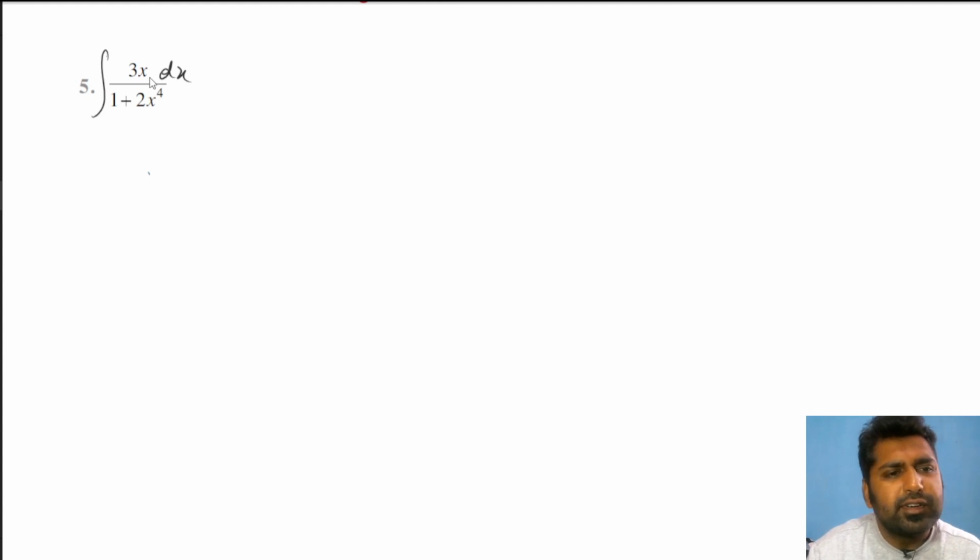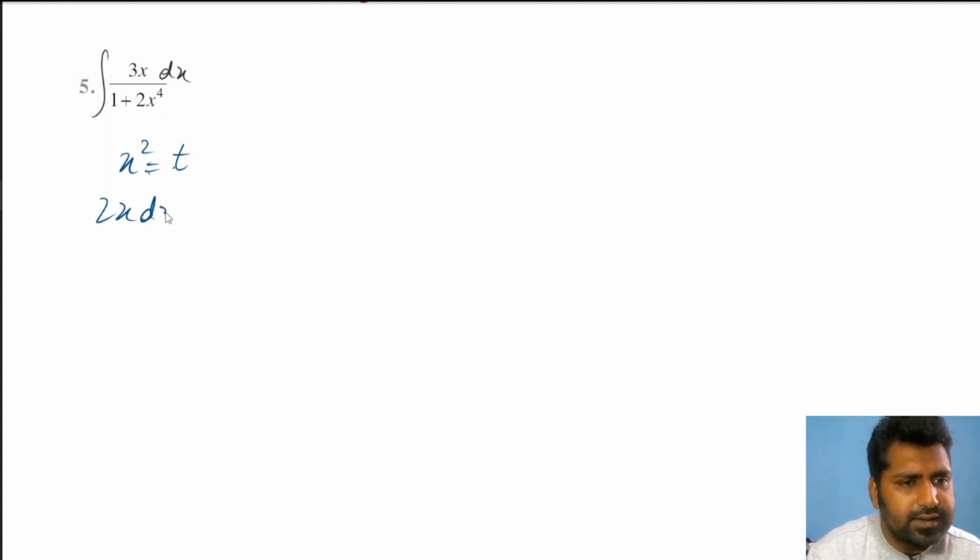So what do I differentiate? So I get x dx. If I take x square as t, then 2x dx is dt.